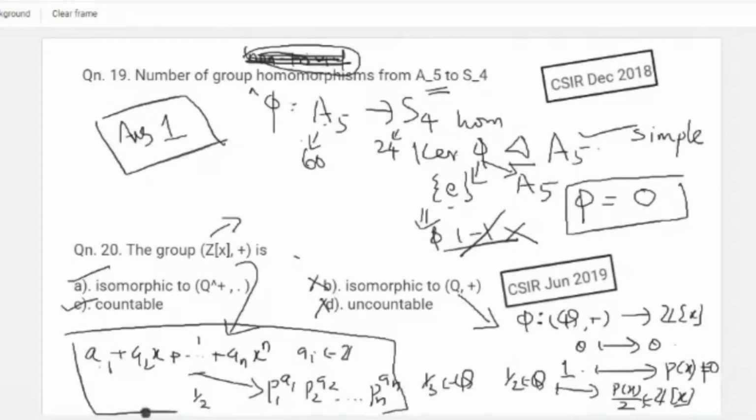This is 2 raised to minus 1. So the polynomial minus 1 is not 2, it is 1 by 2. If you want to get 1 by 6, it is 1 by 2 into 1 by 3. So you have to take minus 1 minus 3x. You have to take the minus 1. In that way, you can see there is a one-to-one correspondence between these two sets, and this function is a group isomorphism.